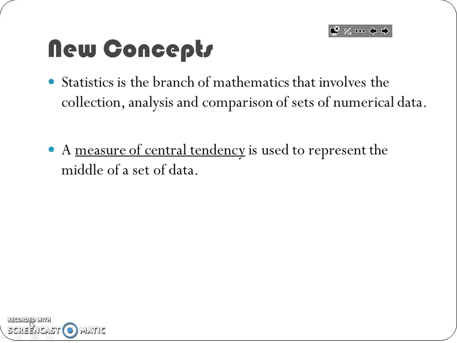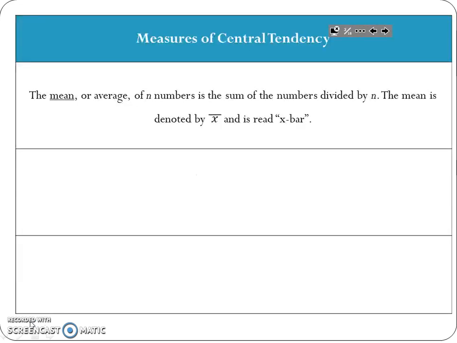We're talking about statistics. Okay, that's a branch of mathematics that involves collection and analysis and comparison of sets of numerical data. I've already talked to you guys about how central tendency, we're looking at the middle set of data. When we're looking at the middle, we're going to be looking at the mean or the average. One thing that's new for you guys is this X bar, and it's literally said X bar. Okay, that's just a notation for mean.